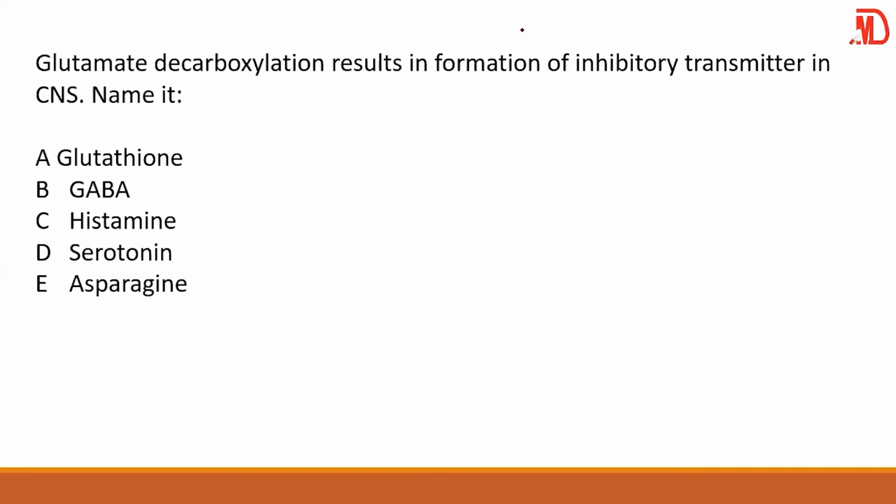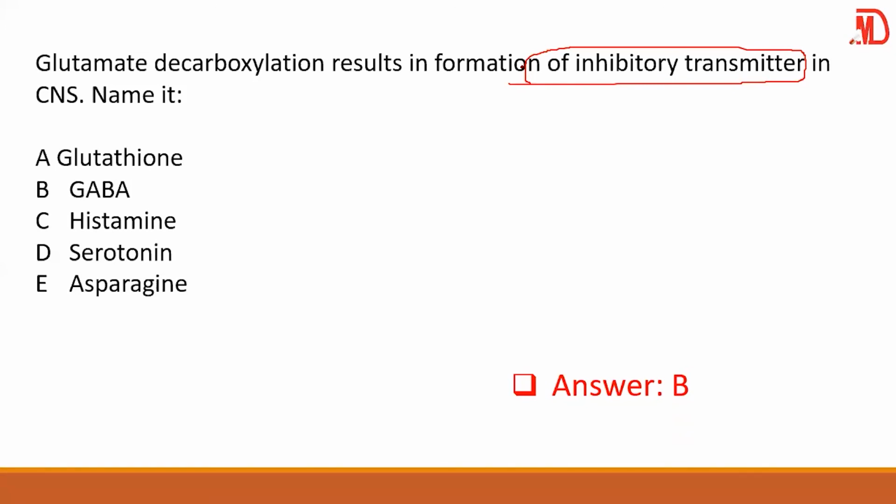Glutamate decarboxylation results in formation of inhibitory neurotransmitter in the CNS. What did we talk about? We said when we talk about the inhibitory neurotransmitter in the brain, that normally leads to convulsion, it is GABA. As simple as that. So decarboxylation of glutamic acid induces the production of GABA neurotransmitter, and this is an inhibitory neurotransmitter in the CNS. So when the patient is convulsing, that means the patient is hyper.